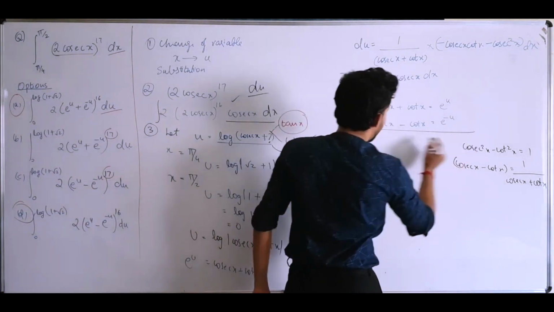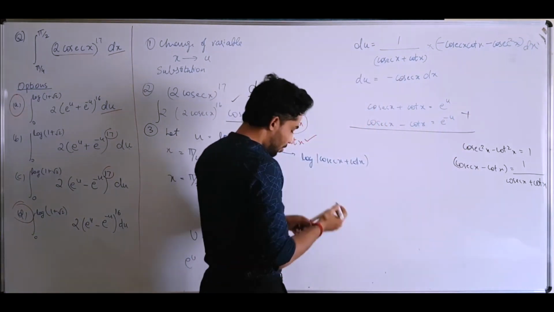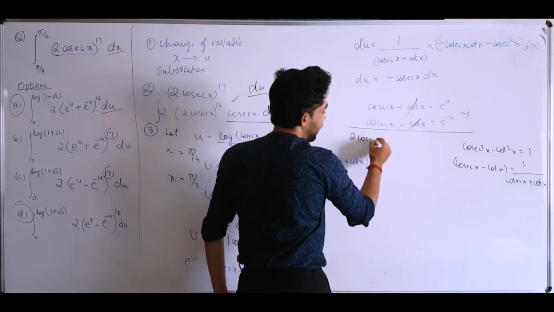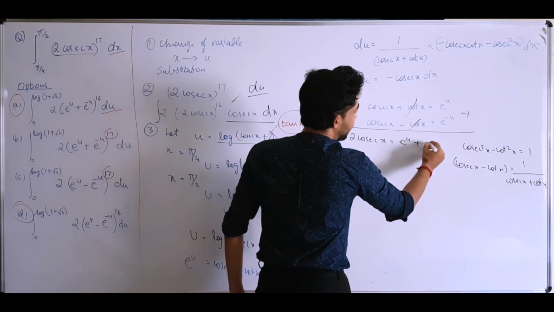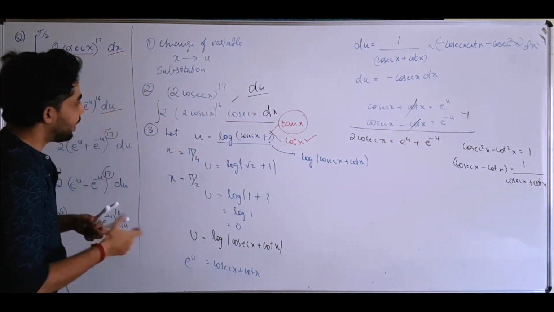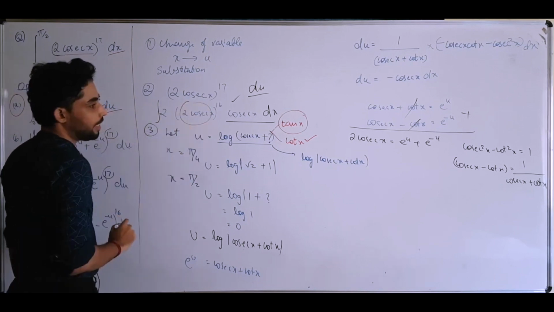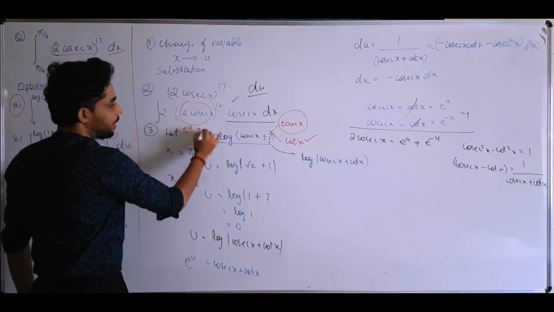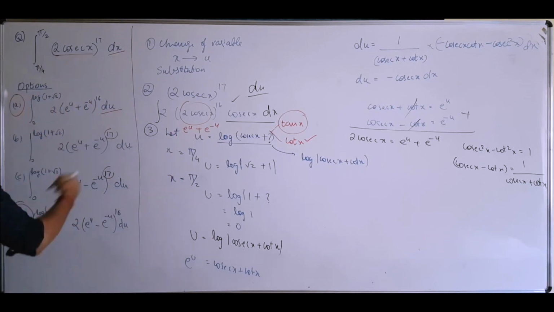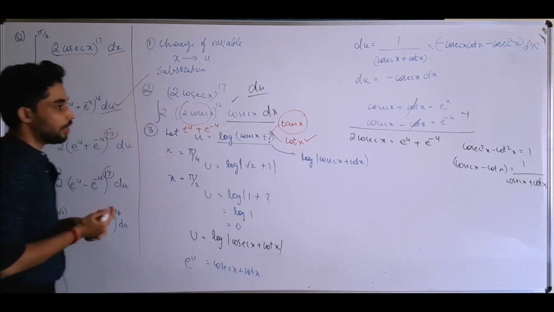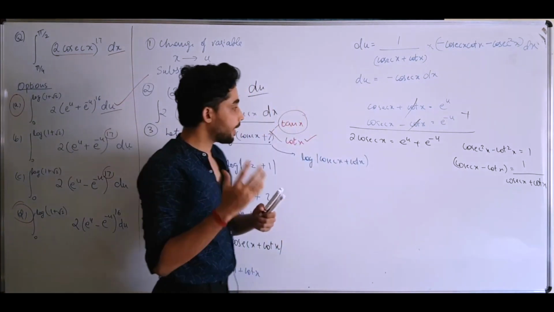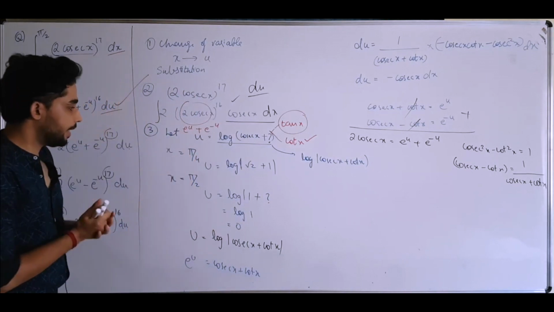Then I can just add these two, so this will cancel and you'll get 2 cosec x is equal to e raised to u plus e raised to minus u, which means that 100% they have substituted this 2 cosec x as e raised to u plus e raised to minus u. So there you go, the correct option should be this one. So that's how you do it, and that's how exactly you should be thinking in your exams.